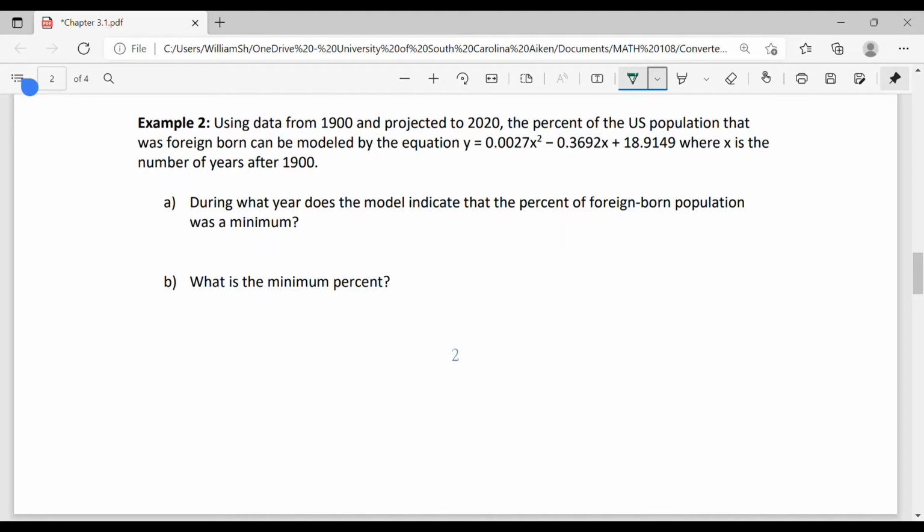So the best way to do this, in my honest opinion, is to go to your TI calculator, type this in your Y1, find your minimum, because that is your vertex point, and it's also your minimum, and it's a pretty easy process to do on the calculator. So let's get right back over to the calculator and get that done.